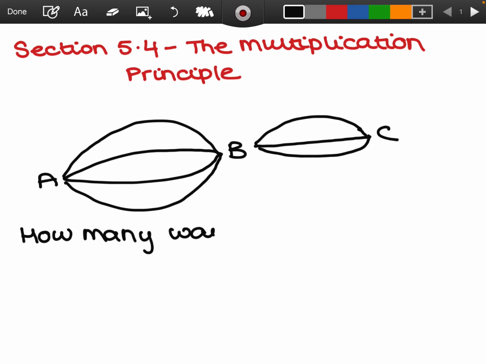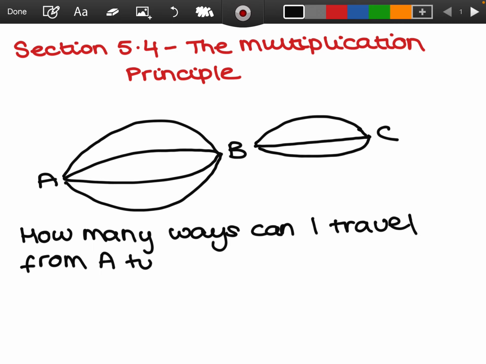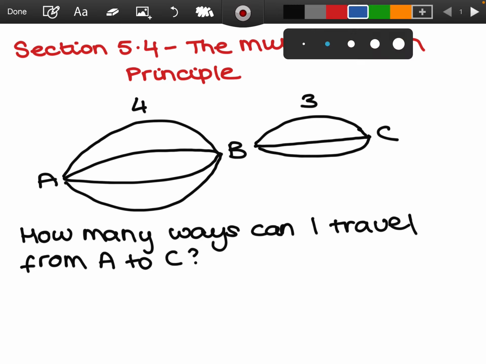And the question is, how many ways can I travel from A to C? How many possible ways are there to go from A to C? So we know that there are 4 different ways to travel from A to B and 3 different ways to travel from B to C.